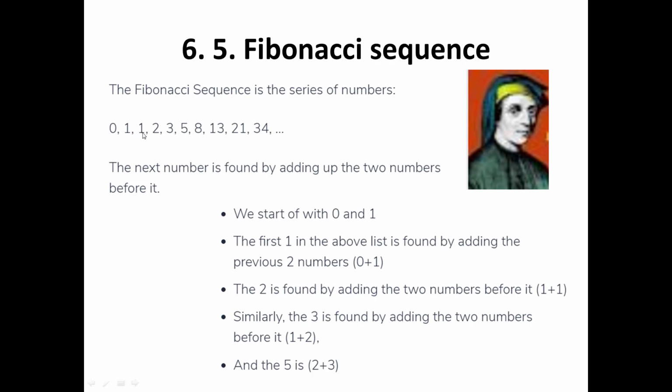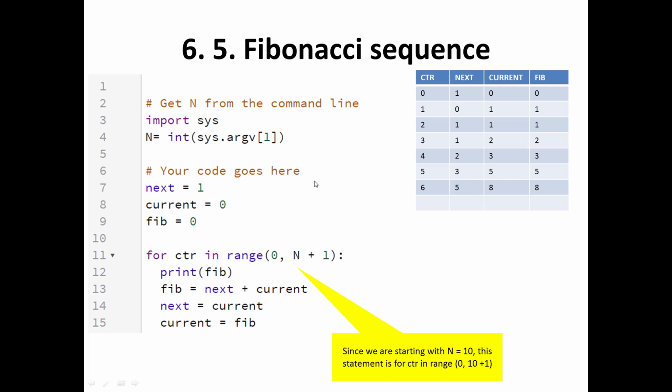So if we start here, we get this value of 1 because it's the sum of the previous two numbers. As we move on to 2, we get a value of 2 because it's the sum of the previous two numbers. We get a value of 3 because it's the sum of the previous two numbers. Okay? And that's how we calculate the sequence. So let's see if we can do a Fibonacci sequence in code.